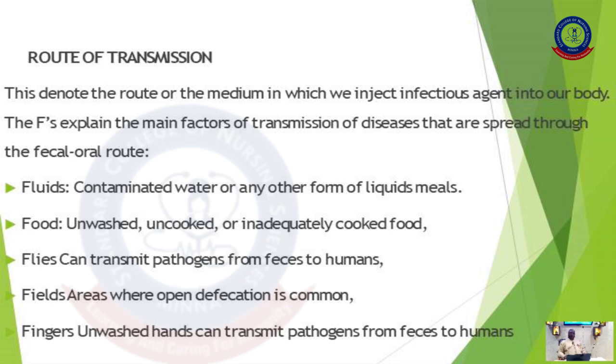We have fields. These are areas where open defecation is common, like the open bush where people go and defecate. Open refuse dump sites are also good examples of fields. Then we have fingers. Unwashed hands can transmit pathogens from feces to humans, as we often wash our hands after defecation, or sometimes come in contact with surfaces that are contaminated.